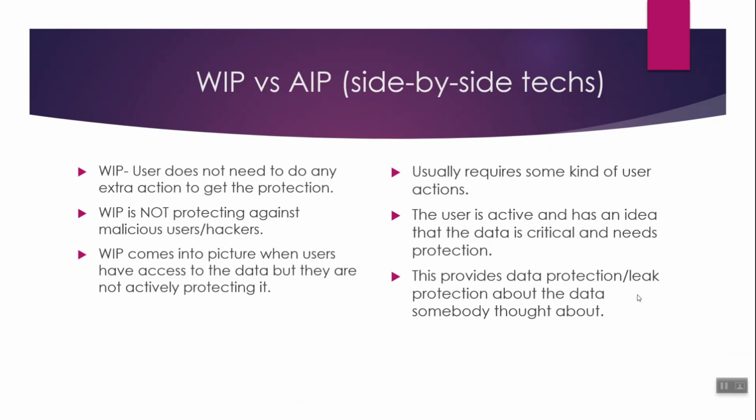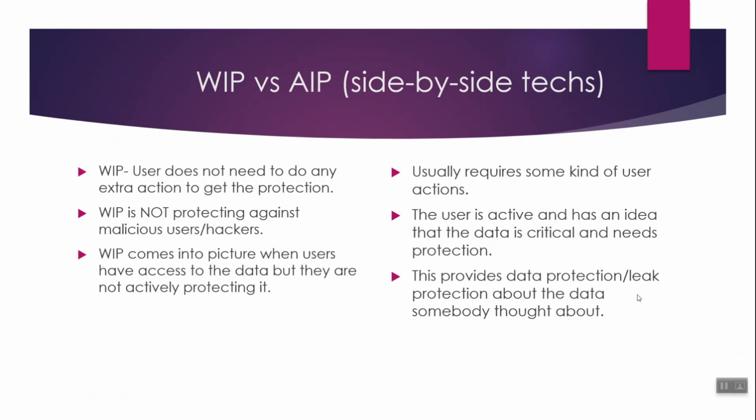In case of AIP, the user is active and has an idea that it's a critical document and needs protection. As in, he's forwarding the document, he knows that it's a confidential document, he's still forwarding it, and in the event of doing that, he is getting that prompt. So AIP is actually a solution which we would use for data which somebody has thought about, when the user is doing an action knowing that he is moving a critical document outside the corporate space.